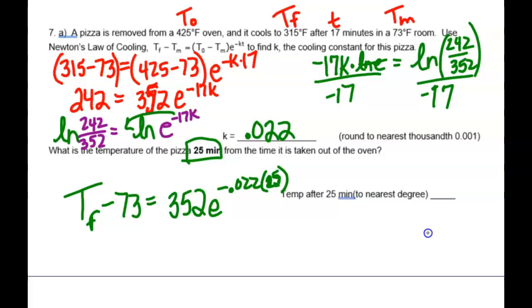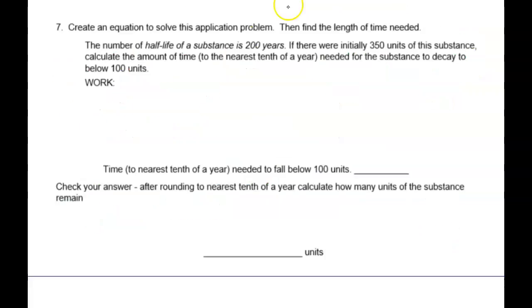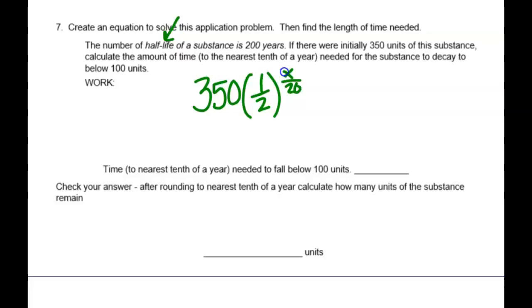Does anybody have an answer already? Okay. I want to set this last one up. Actually, I will stay long enough to do this last one. So anybody who wants, it is a half-life question. They're initially 350 units. This means half-life, and it does it every 200 years. And we want it to get down to 100.